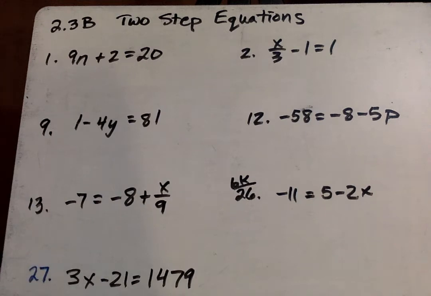Hello students, today we will be going over 2.3b, two-step equations crossword. I forgot to write the word crossword up there. Okay. Actually, no, this is just two-step equations. So, 9n plus 2 equals 20.